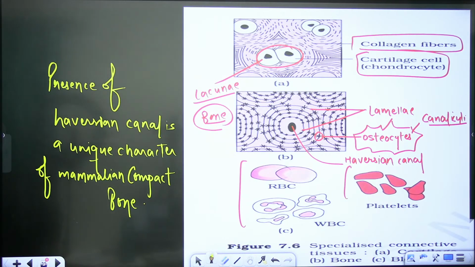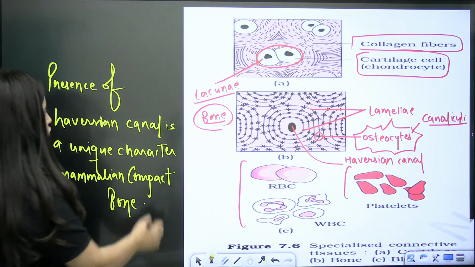Done, bache. So osteocytes are also present in lacuna. They are interconnected by cytoplasmic processes, that is your canaliculi. And inner to it is endosteum, which is lining your bone marrow cavity. Done, bache. Sure?